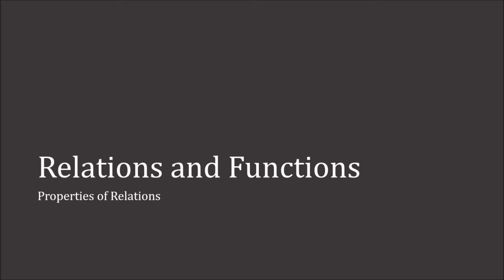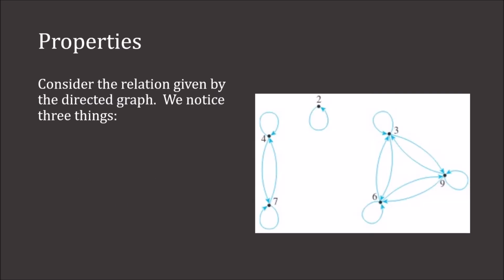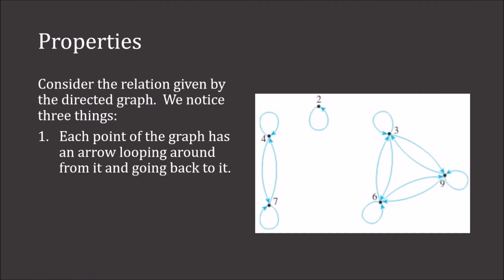We now study the properties of relations. So we look first at a directed graph. So this one right here. So there are three things we can notice. First, look. Each point of the graph has an arrow looping around from it and going back.